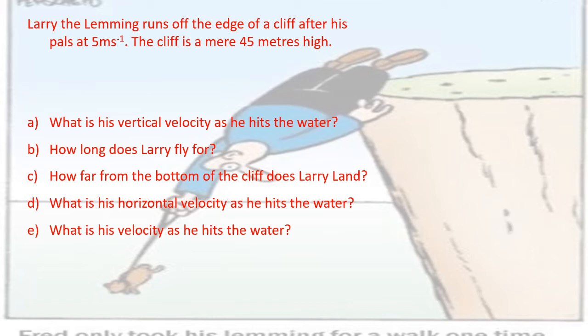Question 2. Larry the Lemming runs off the edge of a cliff after his pals at 5 meters per second. The cliff is a mere 45 meters high. And we've got to find out 5 things. What is his vertical velocity as he hits the water?